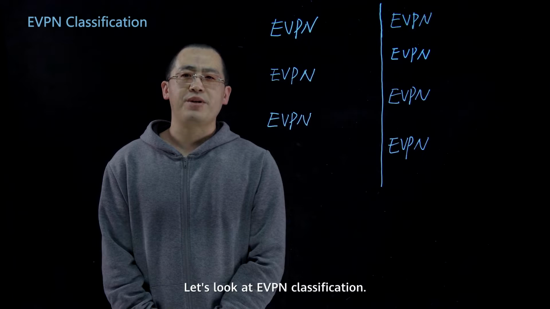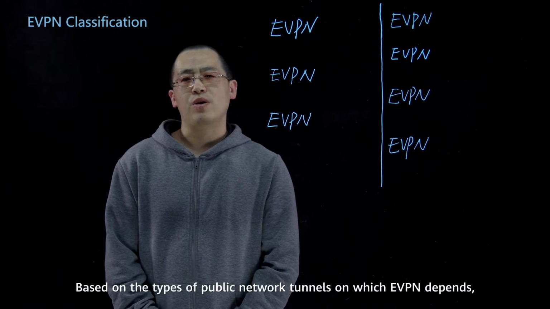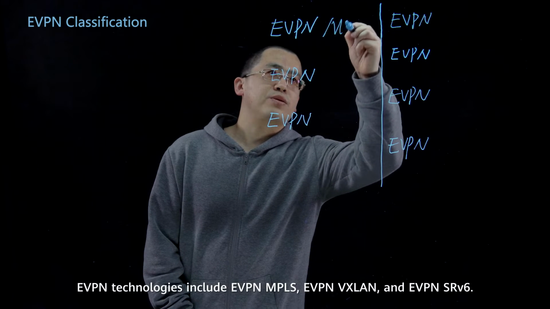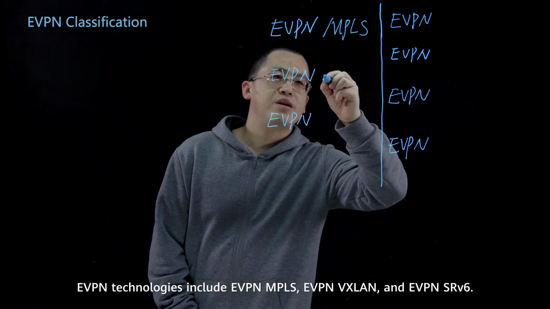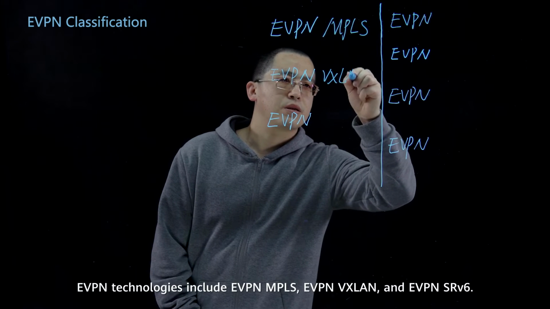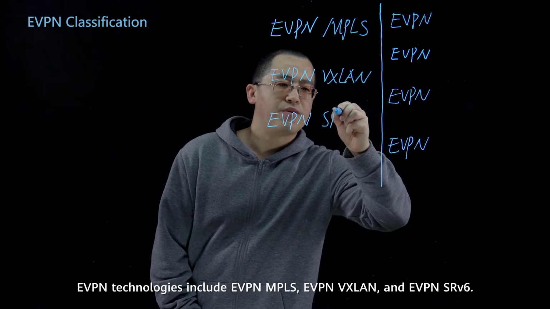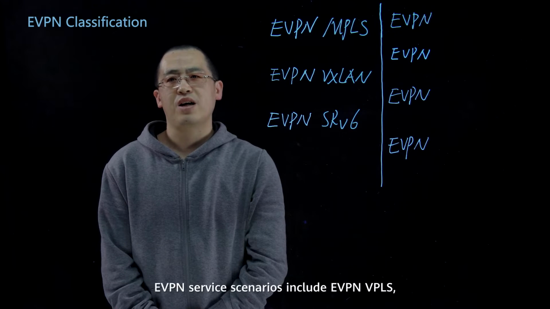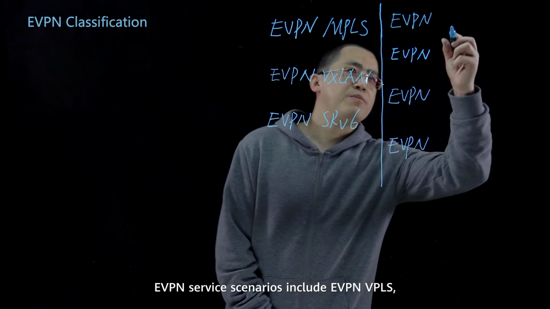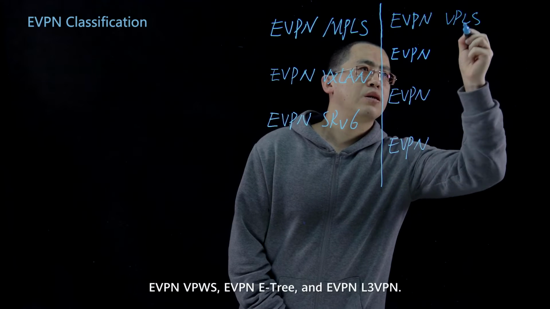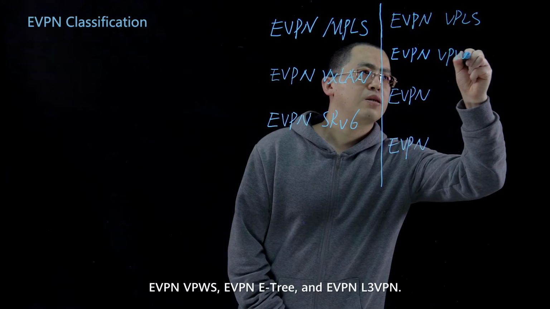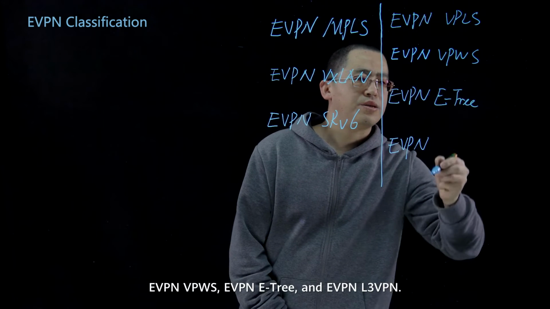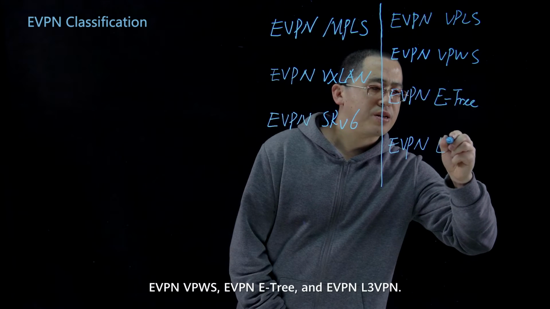Let's look at EVPN classification. Based on the types of public network tunnels on which EVPN depends, EVPN technologies include EVPN MPLS, EVPN VXLAN, and EVPN SRv6. Based on the types of services carried by EVPN, EVPN service scenarios include EVPN VPLS, EVPN VPWS, EVPN eTree, and EVPN L3VPN.